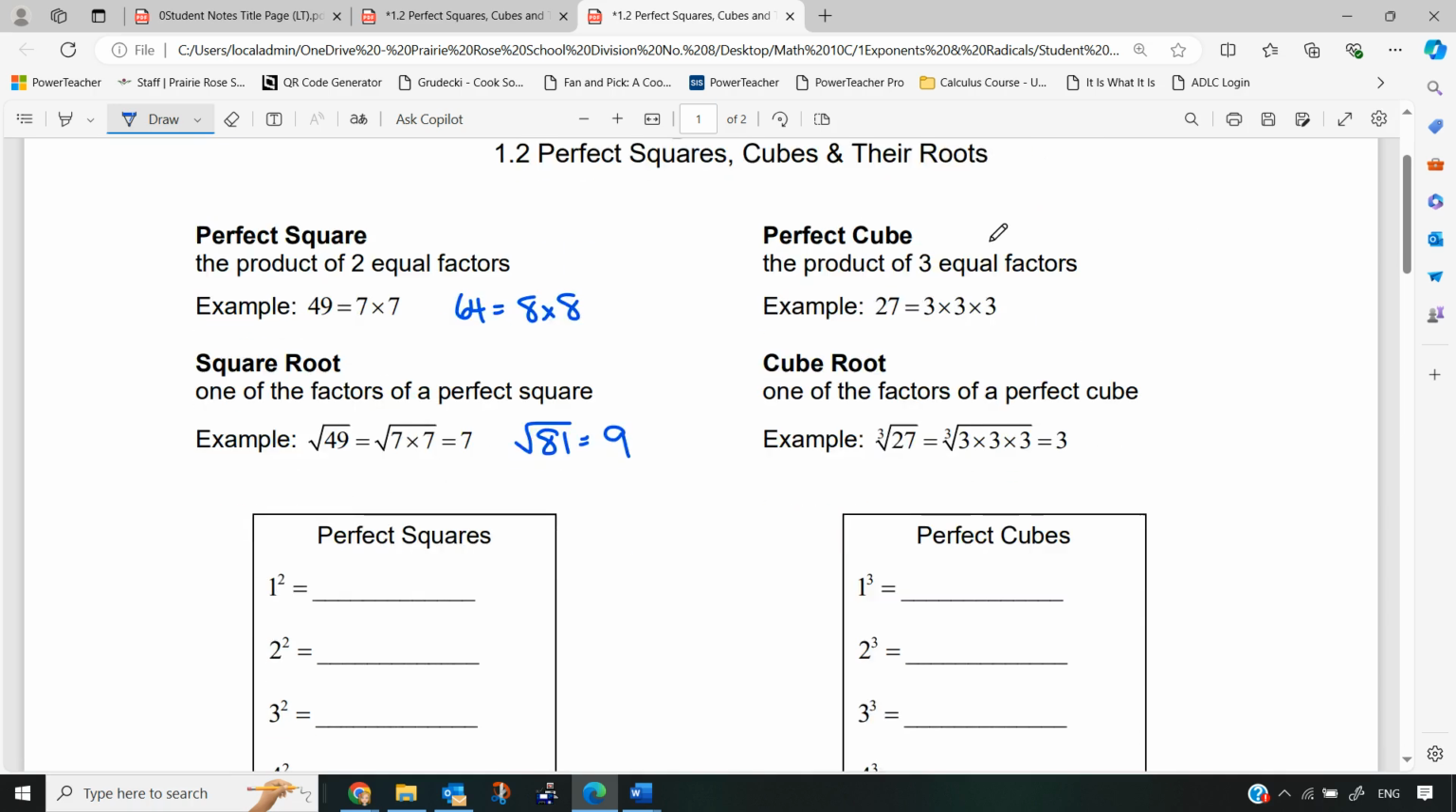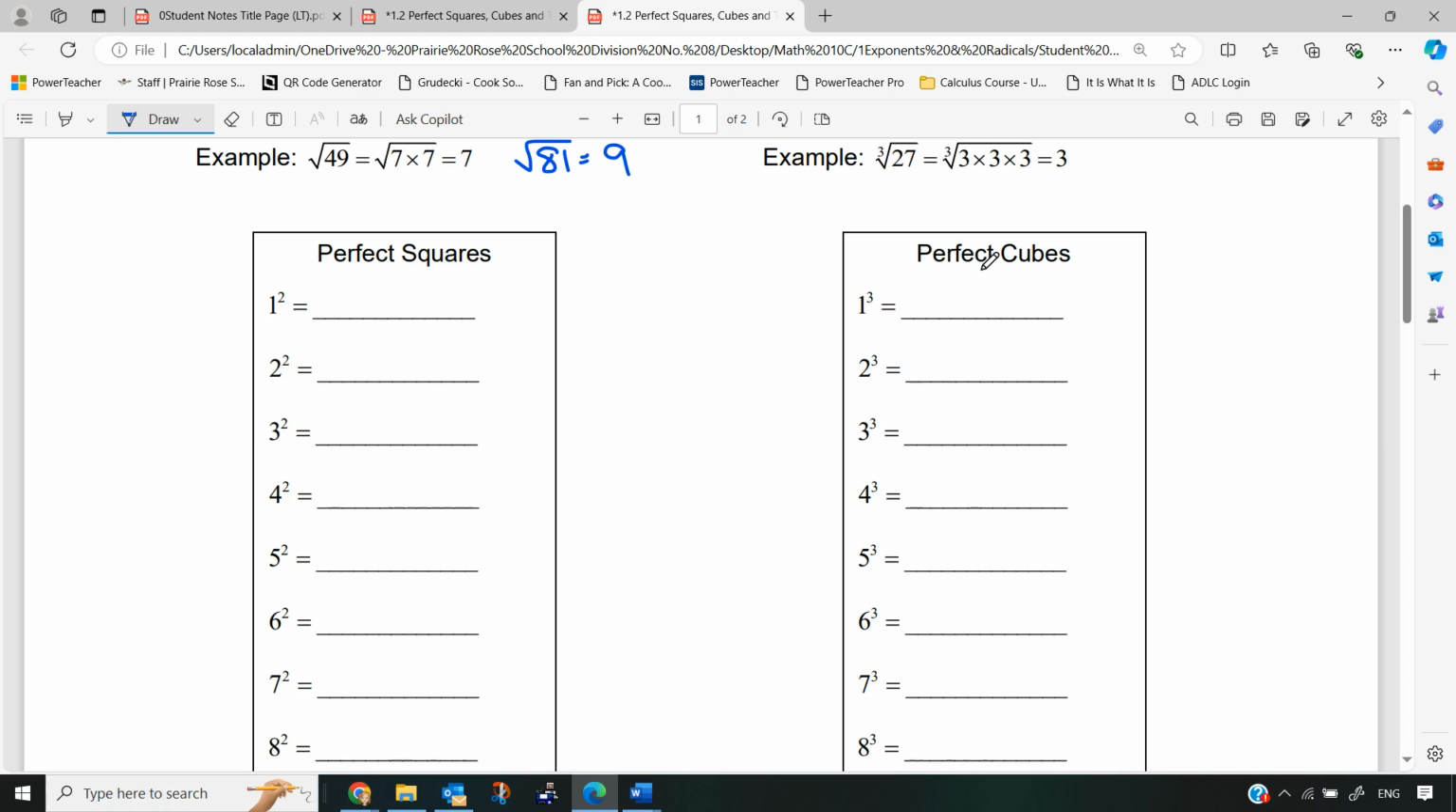Now let's talk about what our perfect squares are. These are some numbers that you're going to want to memorize. We're going to be looking at breaking down entire radicals later on in this unit. And the better you know your perfect squares, the quicker you're going to be able to do that.